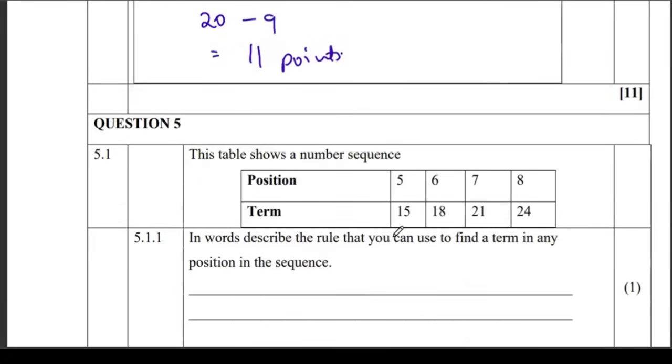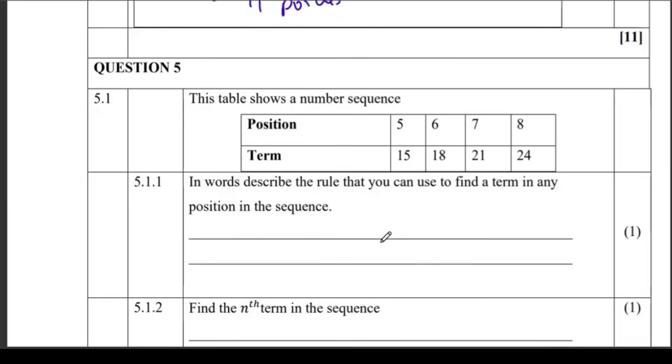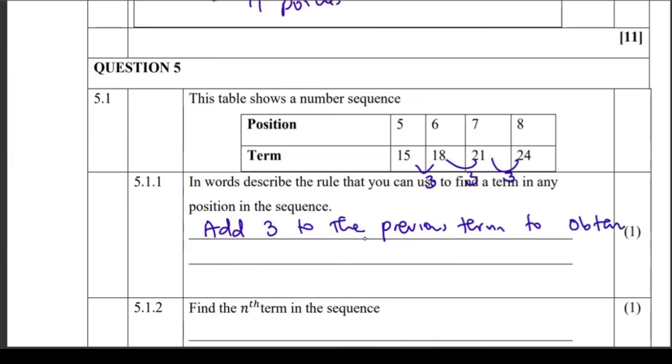All right. Then question number 5, which is the number patterns. The table below shows a number sequence, position, and then the term. So in words, they want us to describe the rule that we can use to find a term in any position. So what are we doing? We are basically adding 3. Okay, so we can say add 3 to the previous to obtain the next term.